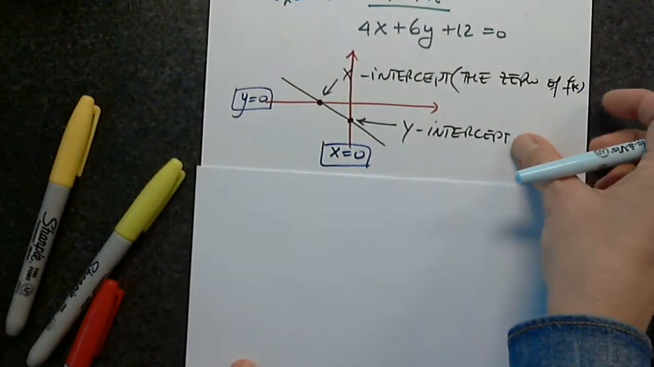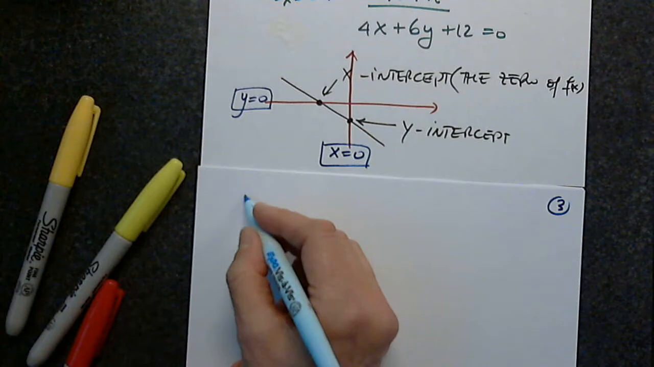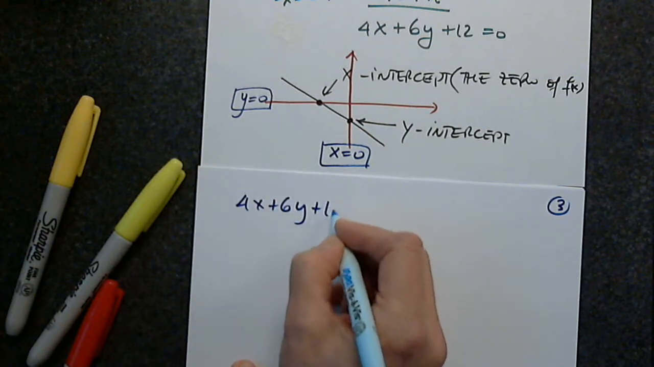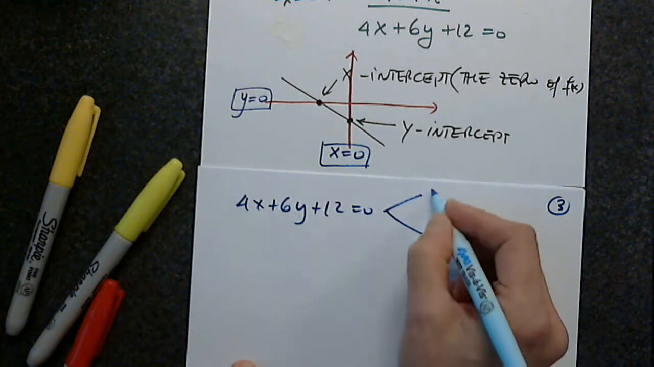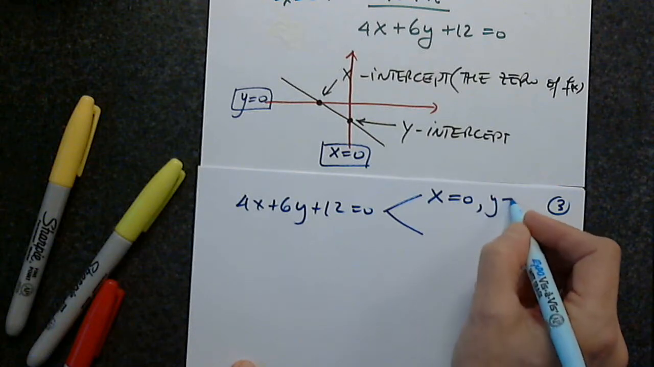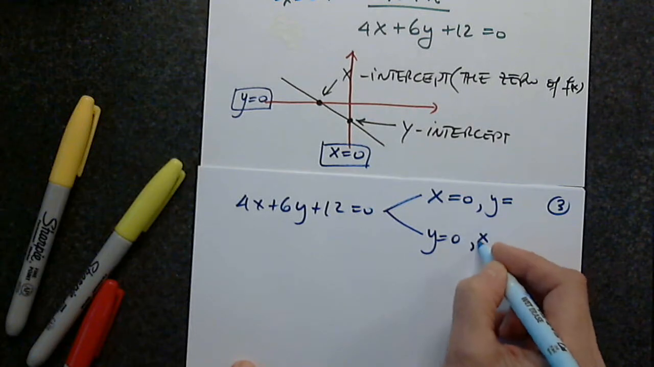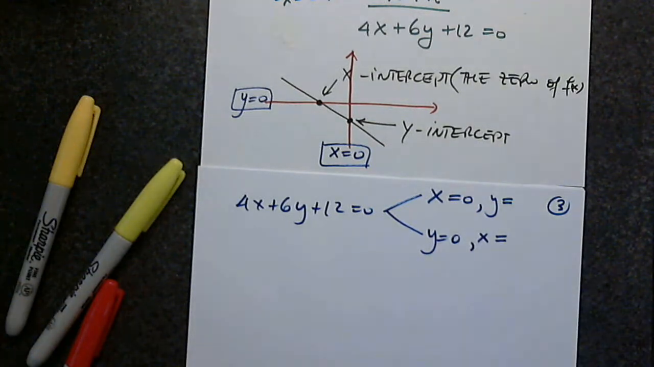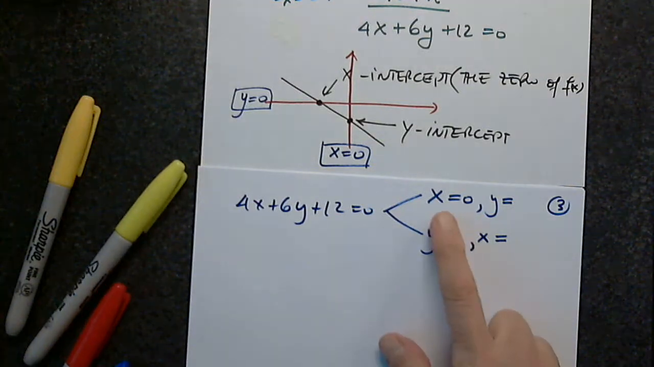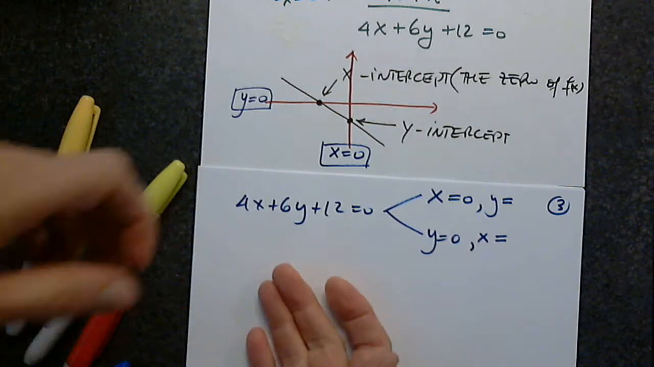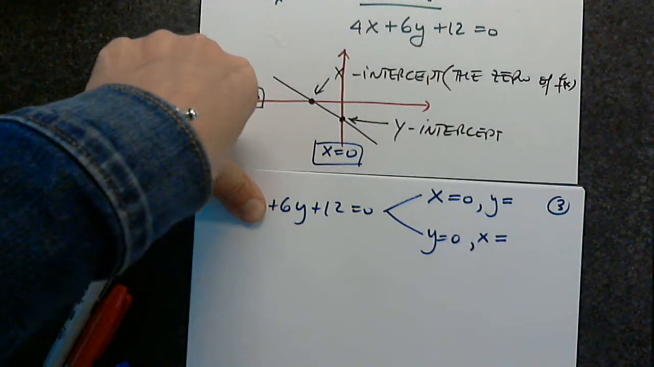I'm going to copy it on my next page. So 4x plus 6y plus 12 equals 0. I'm going to set x equals 0 and find the corresponding y. And then I'm going to set y equal to 0 and find the corresponding x. I'm not going to waste my time solving for y. I'm not going to waste my time moving terms around, dividing. There is no need for such operation. So here's how I proceed. x equals 0. I go back to the equation. I simply cover it because this goes away.